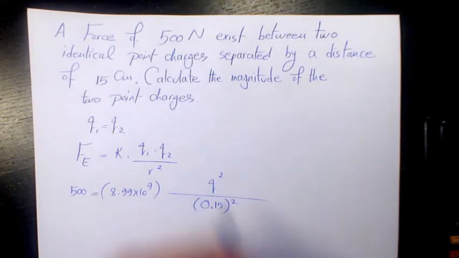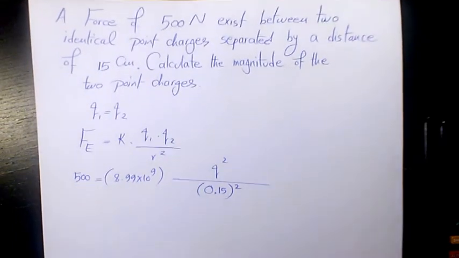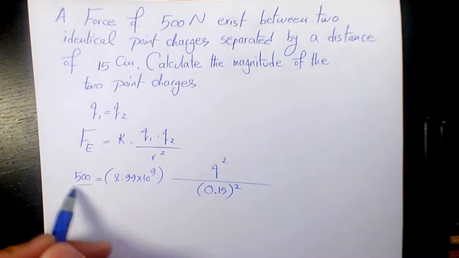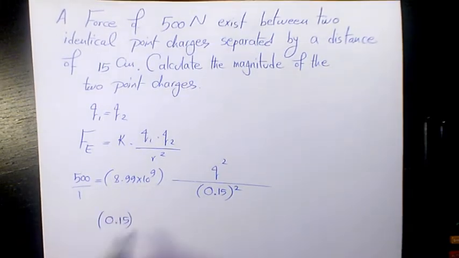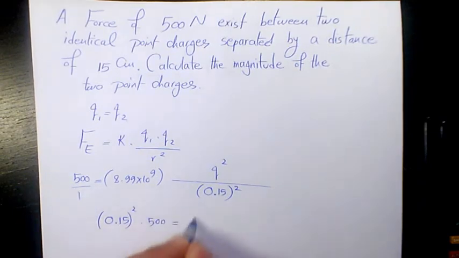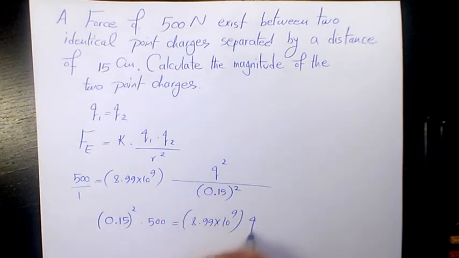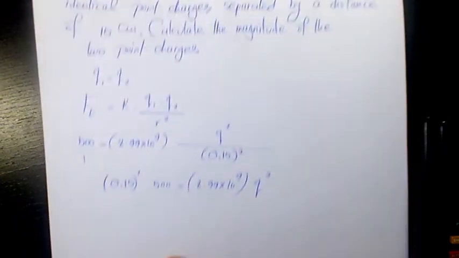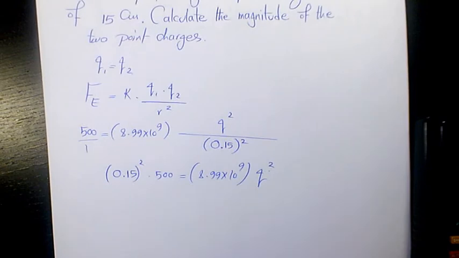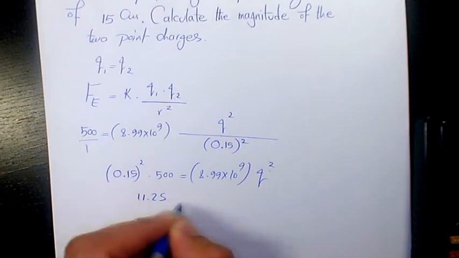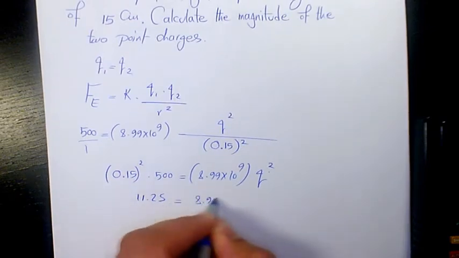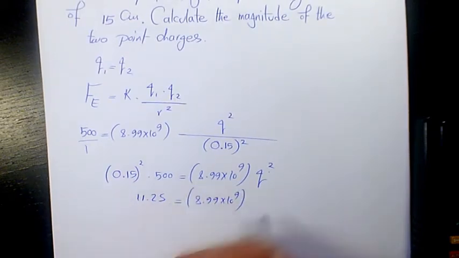So now I need to find out Q. So how can I do that? I'm going to use cross multiplication. 0.15 squared times 500 equals 8.99 times 10 to the power of 9 times Q squared. 0.15 to the power of 2 times 500 is going to be 11.25. And then 8.99 times 10 to the power of 9 times Q squared.